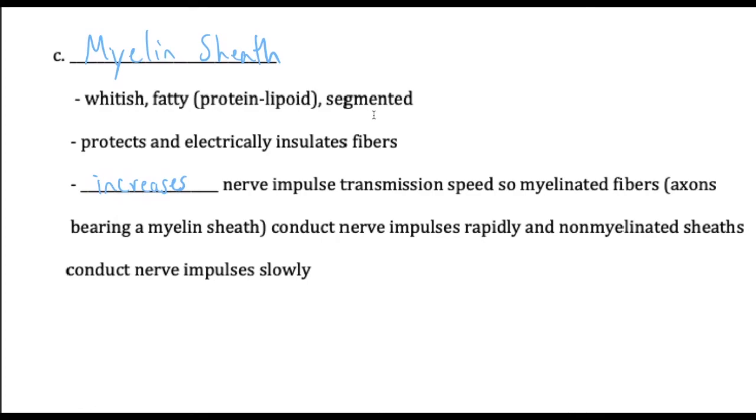So now we have the myelin sheath, and this is a whitish, fatty protein lipid, and it's segmented. This is going to protect and electrically insulate fibers. So basically it's going to increase the nerve impulse transmission speed within this insulation of these fibers and these fats and proteins. And so it's going to conduct nerve impulses rapidly, and non-myelinated sheaths conduct nerve impulses slowly.